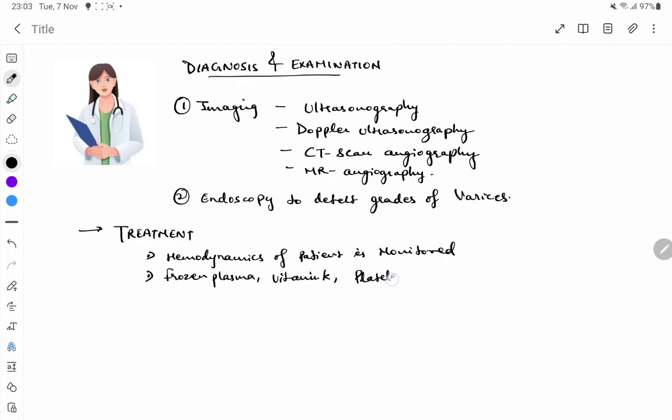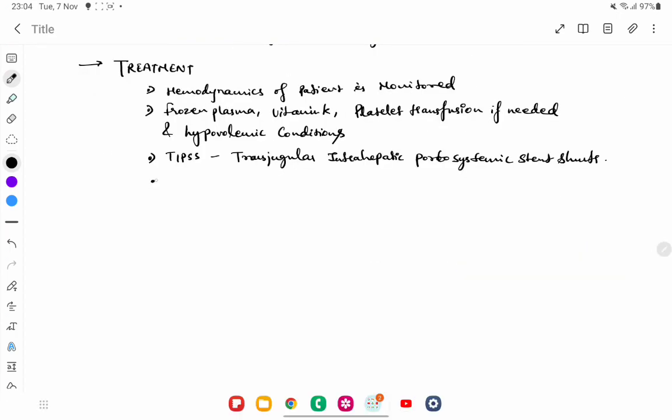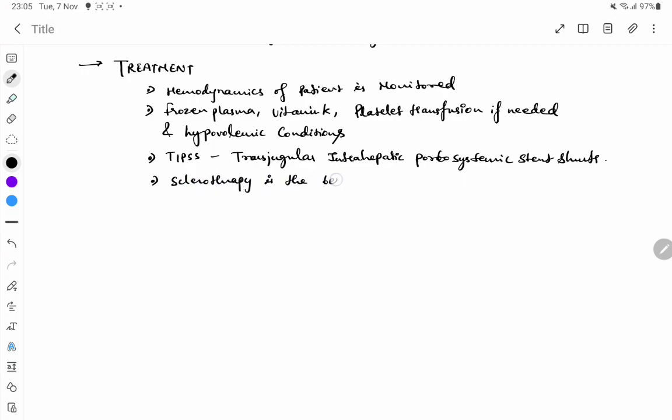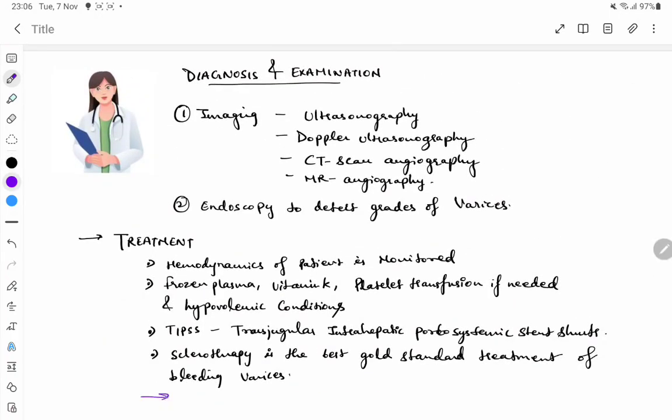Treatment: the hemodynamics of the patient is monitored, with fresh frozen plasma, vitamin K, and platelet transfusion if needed, and if there is a hypovolemic condition, we will do all this. TIPS is very important, which is the transjugular intrahepatic portosystemic stent shunt, and sclerotherapy is considered the gold standard, which does not lead to any kind of surgery in case of bleeding veins.